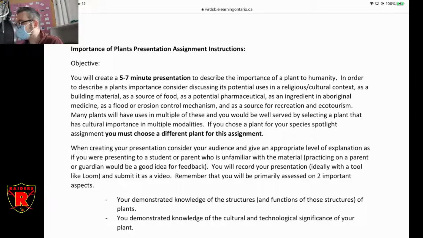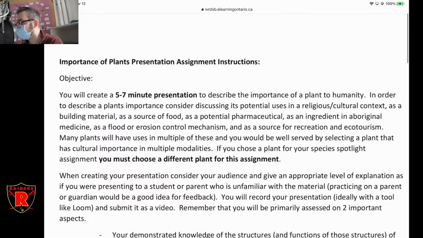So maybe it's used for some type of religious reason. I don't know. Could be anything. Or as a building material, or a food source, or a component of a pharmaceutical drug, or an ingredient in Aboriginal medicine, or something used for flood or erosion control, or as a source for recreation, or something that is important for ecotourism. You'll notice that there are lots of different modalities, ways in which a particular plant could be useful to society.